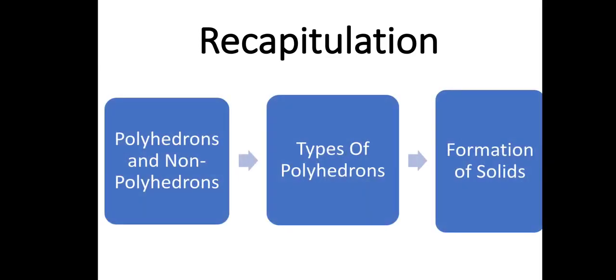Let us first of all see or revise what we have done in the previous lecture. We have studied about polyhedrons and non-polyhedrons, types of polyhedrons, formation of solids or formation of polyhedrons. Let us understand or revise what are polyhedrons.